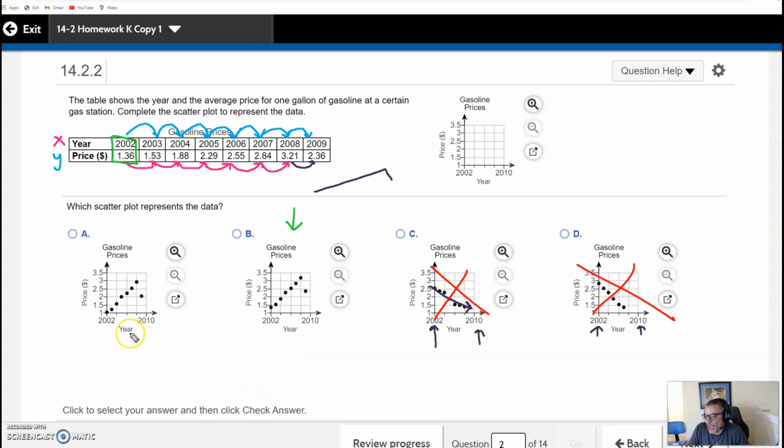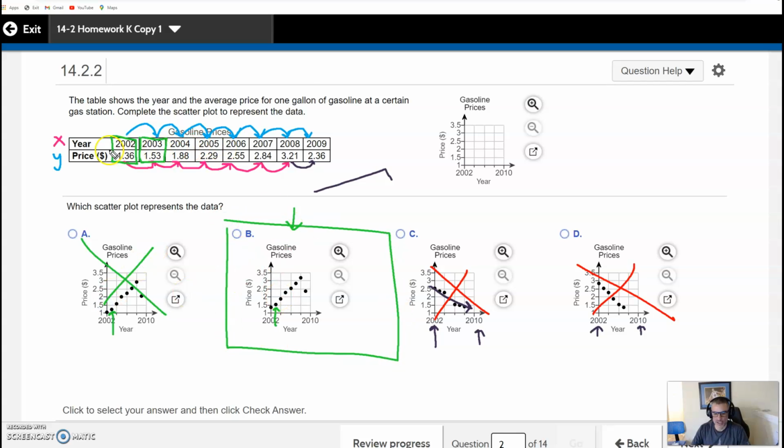And the second point actually gives us our answer. By second point, I mean, look at this dot right here, and look at this dot right here. The second point is, in 2003, the price was 1.53. That means it's above 1.5. Here, we have a dot that is above 1.5, and here the dot is clearly below 1.5. So we know it can't be this one. So this is the graph that accurately reflects this data.